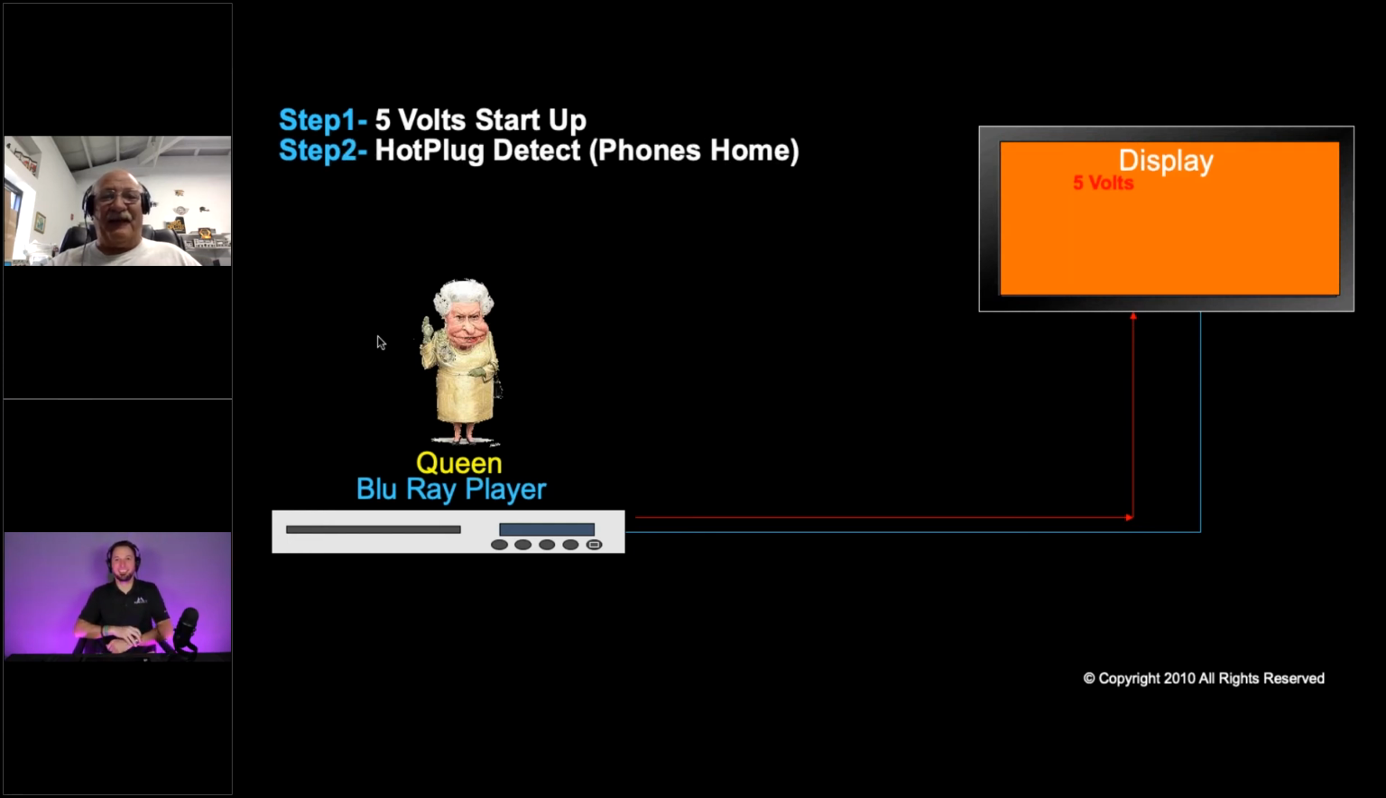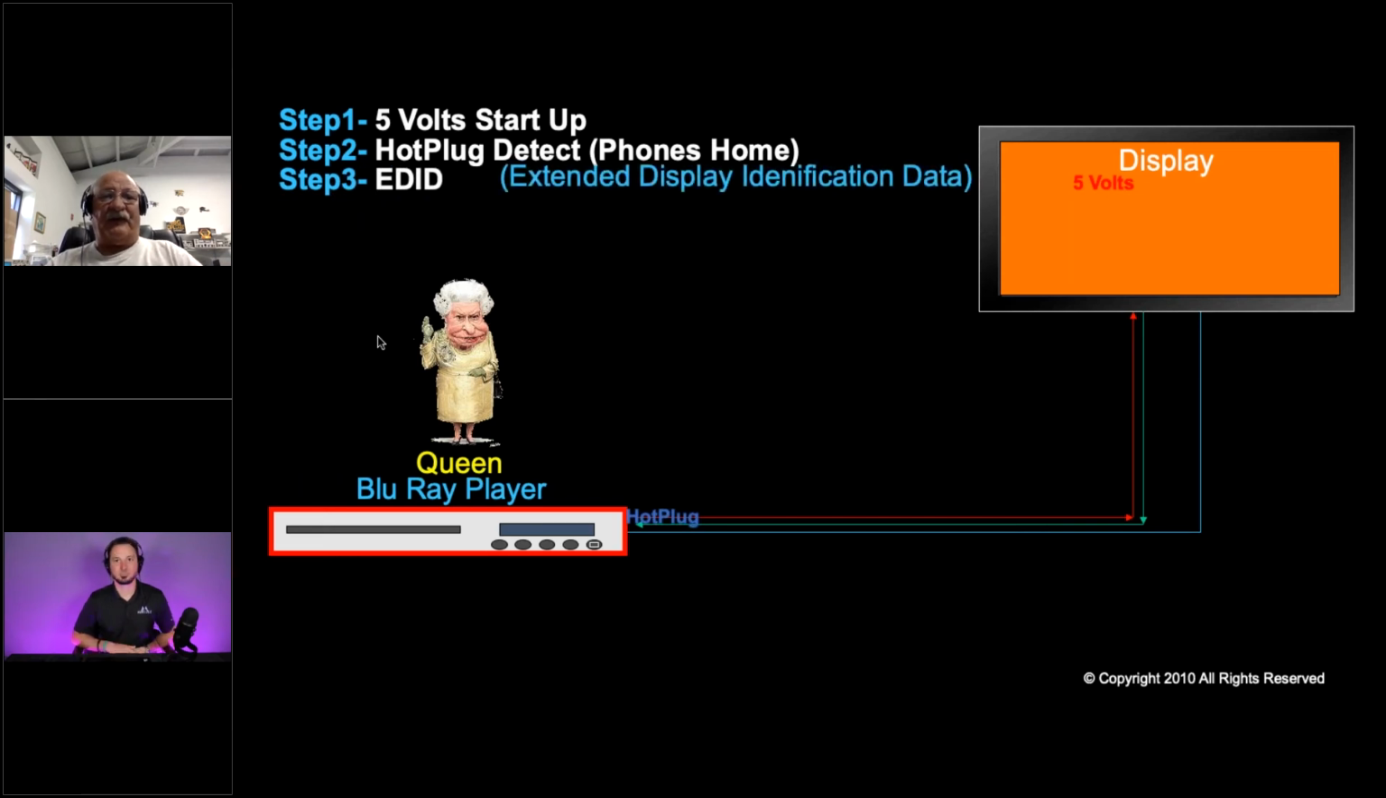So then we got hot plug. Hot plug leaves the system, and there has to be a delay, and then it returns back, and boom! Now both know they're talking to each other. Step 2, step 3, EDID. We talked about this earlier. That's the extended display identification.